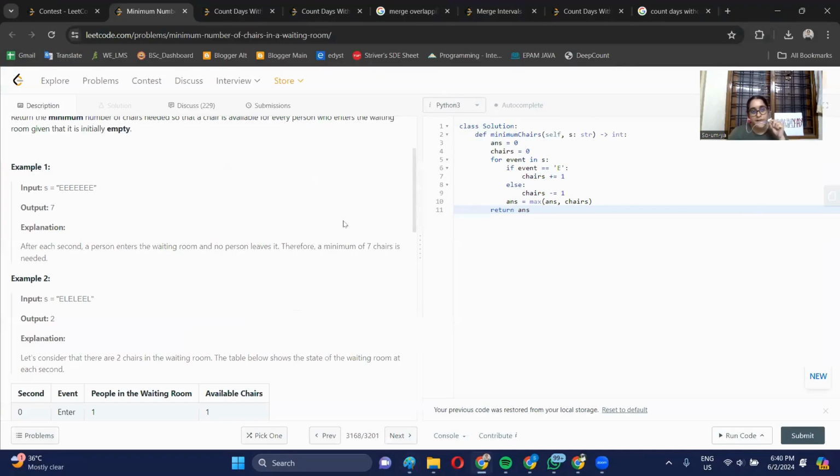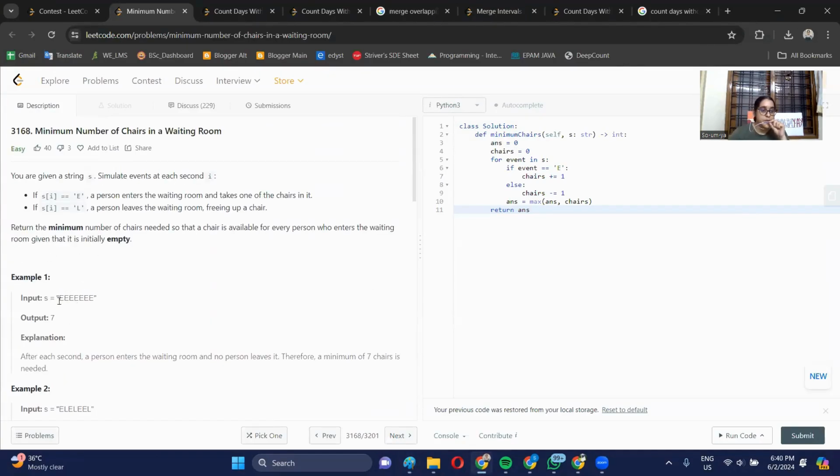So this is an easy question. It's pretty straightforward. The approach is that in your string, every time you see an E, you increase your chairs count, and every time you see an L, you decrease your chairs count. It just means that when a person is entering, you need a chair for them, so you're increasing the count. And when a person is leaving, you don't need that chair anymore, so you're decreasing the chairs count. The answer is nothing but, at each second, you're checking how many chairs are required, and the maximum of all the seconds will be your answer.